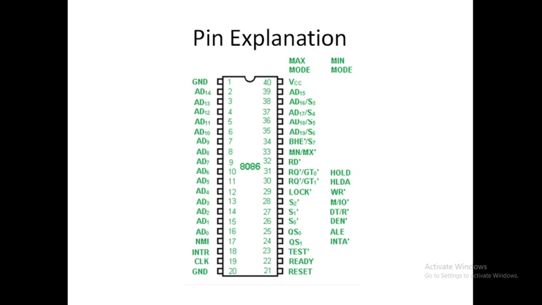HOLD and HLDA. In the 8085 what we know is hold and hold acknowledge. It is basically used in the interrupt section. HOLD indicates that another master is requesting the local bus. This is active high. The microprocessor receiving the hold request will issue HLDA high as an acknowledgement in the middle of the T4 or T1 clock cycle.